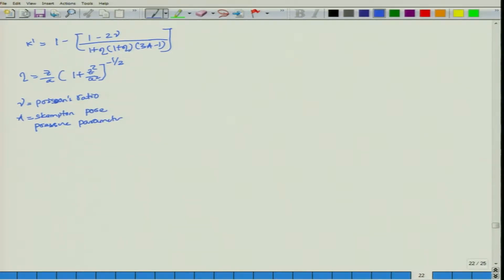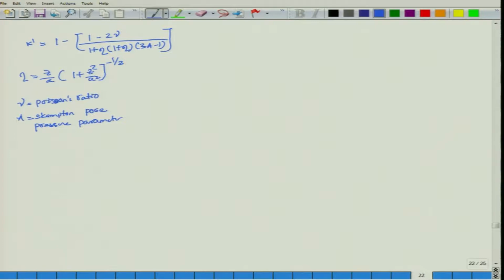So, this is what you can find out once you know the Poisson's ratio and the eta. Z by a is the depth, where small a is your distance, how far it is from there. Once you get the a, then from there 1 plus (z by a) square minus 1 by 2, a is your pore water pressure parameter.